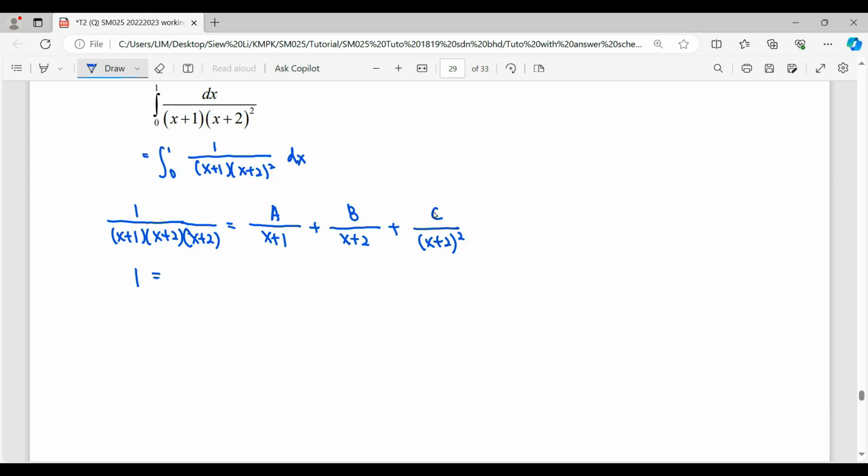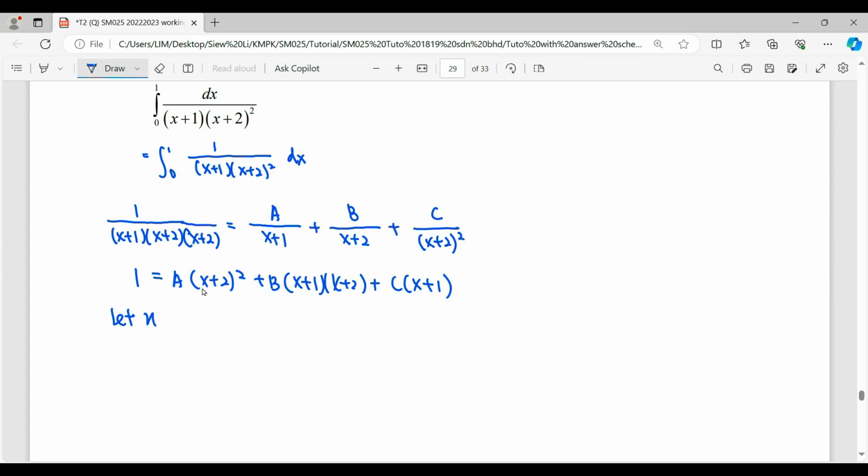Then we get to the equation, where we multiply with the factor. For A, we multiply with x plus 2 squared, so we get the same as the denominator, multiplied with the factors it doesn't have. For B, it will be the factors x plus 1 and x plus 2. For C, we multiply with x plus 1. Once we have this equation, we can find A, B, C.